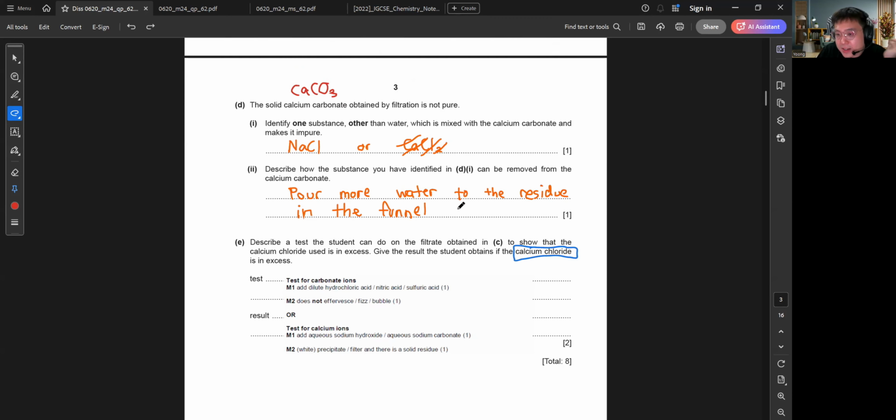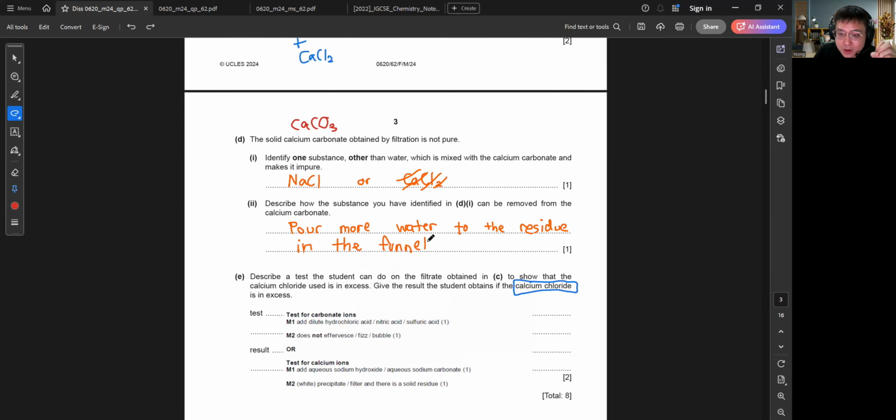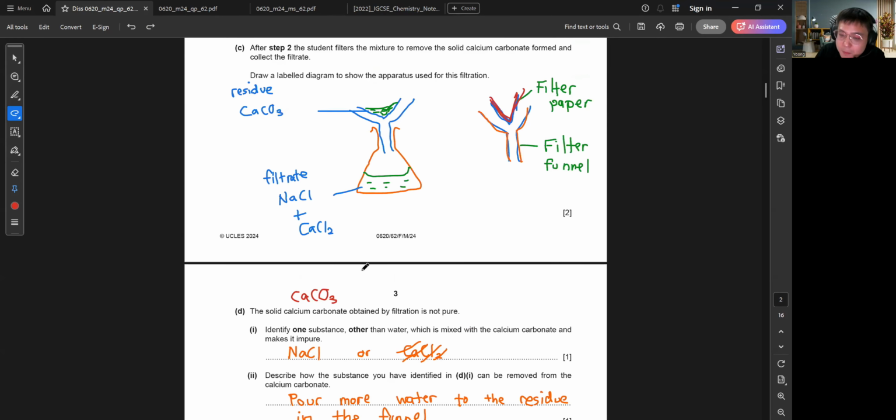Describe how the substance you have identified in D1 can be removed from the calcium carbonate. So this one is a specific step. All right, so students can actually copy this. This is like one of the things you all can copy into your paper 6 notes, which is you pour more water through the residue in the funnel, right? As long as you have the meaning of this, another way to say it is pour extra water. Instead of more, you write extra through the funnel or into the funnel, right?